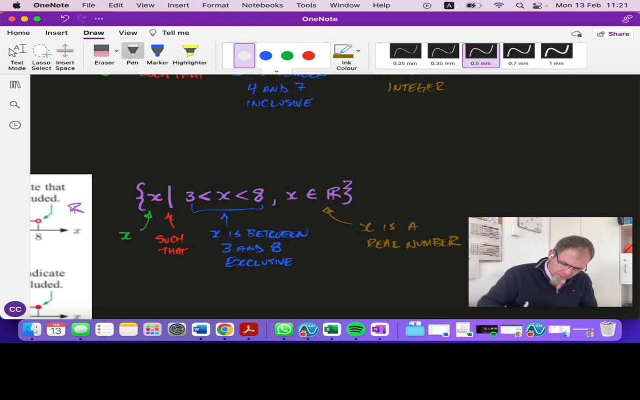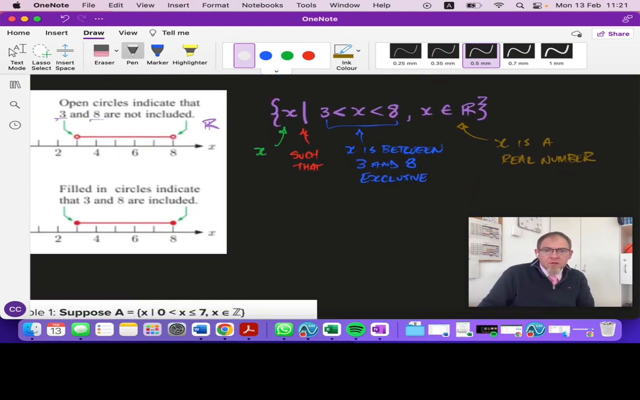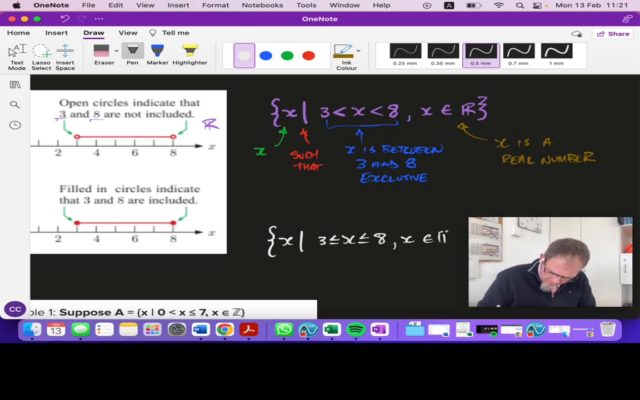From this, let's look at another example. Okay, this is the exact same numbers, but this is a slightly different set. Because those dots are there and they're filled in, we would have x is between 3 and 8 included, and x is an element of the real numbers. Boom. I think that that's doable enough.